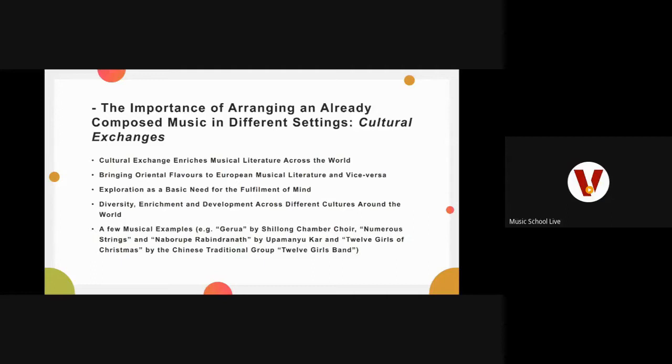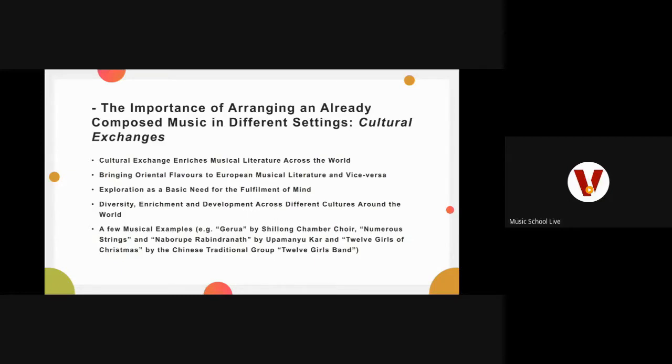Diversity, enrichment and development across different cultures improve in such a case. So, what can I do as an arranger to improve cultural exchange? Not only me, any music arranger can arrange, for example, an Indian melody, a Rabindra Sangeet, Tagore's song, or a Hindustani classical composition into a Western symphonic pattern, for example in an orchestral presentation, the thing I'm doing for a long time, and maybe the reverse.